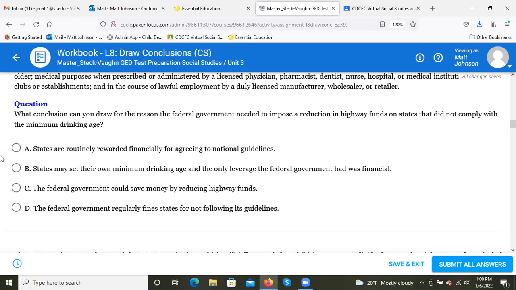Is it B? Yeah, B. So it was one of those things where states could set their own drinking age. And there wasn't a lot that the federal government could do, but there are federal funds for highway improvements and things like that. So they could decrease the amount of funds that they get until the states got on board. So that's a way to influence that. So now, of course, across the board, the state minimum drinking age is 21 to purchase alcohol.